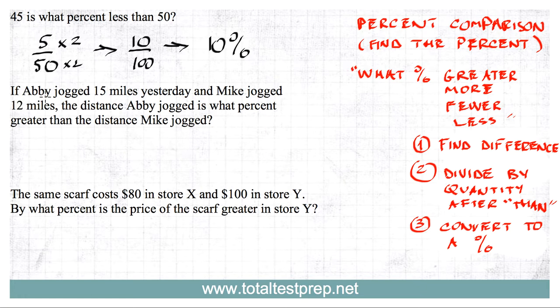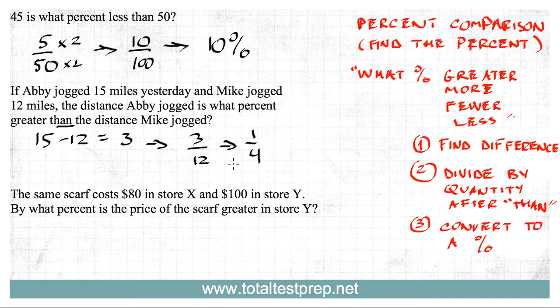Question number 2 asks, if Abby jogged 15 miles yesterday and Mike jogged 12 miles, the distance that Abby jogged is what percent greater than the distance Mike jogged? So we're comparing the distance Abby jogged, which is 15, and the distance Mike jogged, which is 12, and the difference between those is 3. And we want to divide this by the quantity after than. So we're dividing this 3 by the distance Mike jogged, which is 12. That comes down to 1/4.